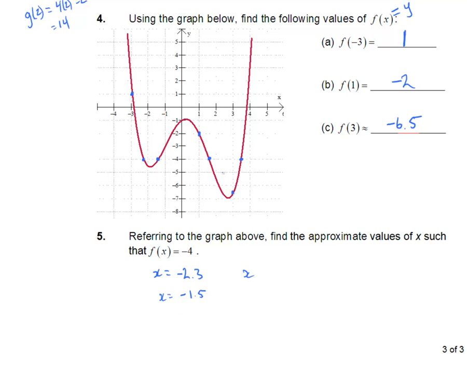x is equal to, for this one, it's about between 1 and 2, so 1.5. And the last one is between 3 and 4, so 3.5. And so there's all the values where we get negative 4 for y, or where f of x equals negative 4. That's the end of the questions for this sheet. We'll continue with more examples with functions in the next video.